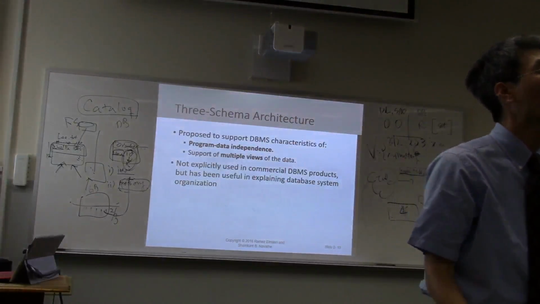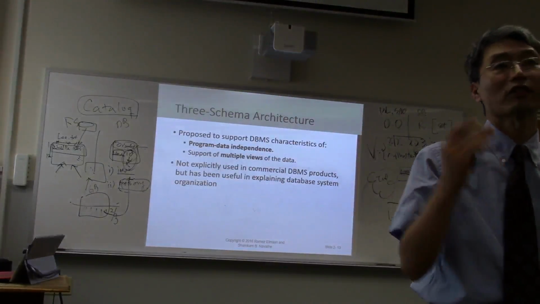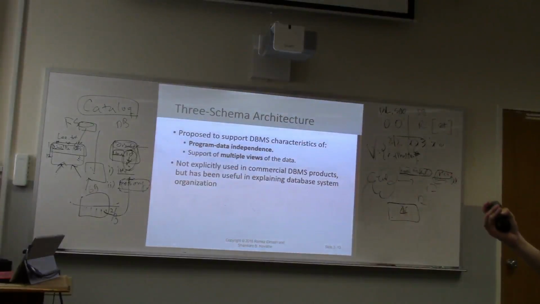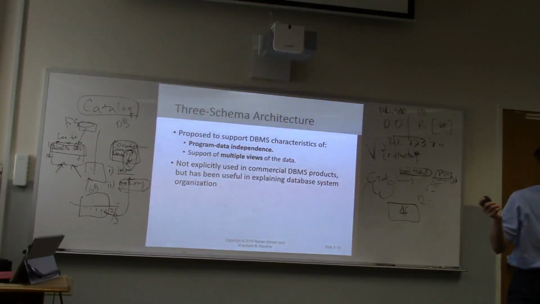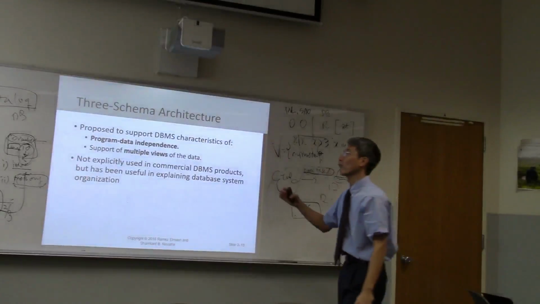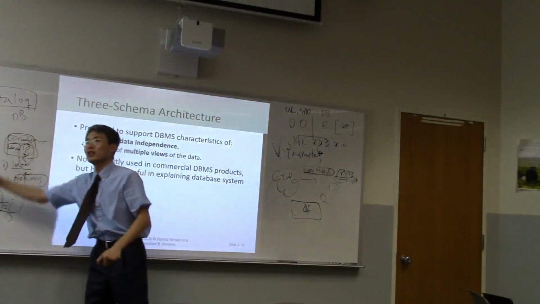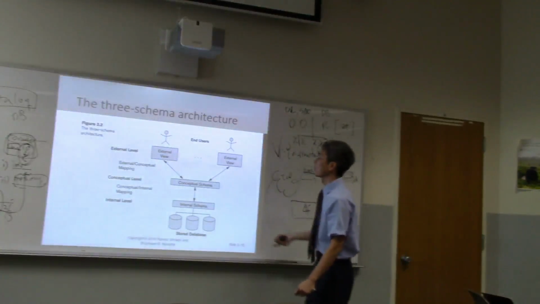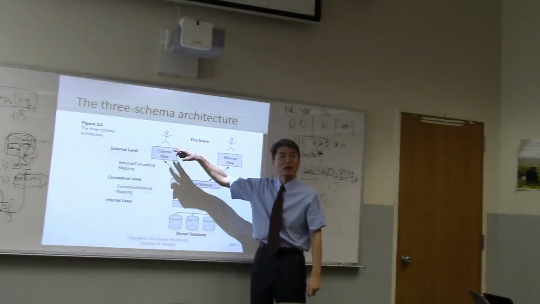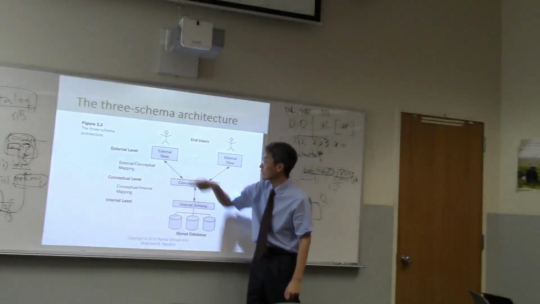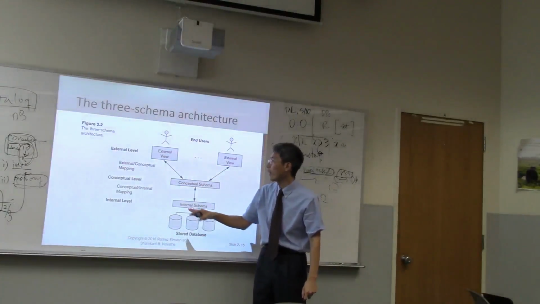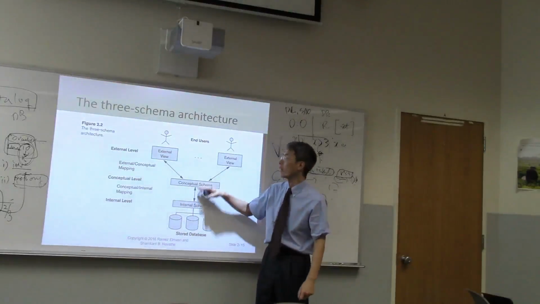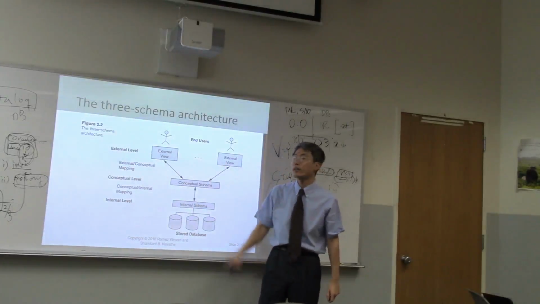Then, is there any standard to represent such characteristics? The ANSI standard. ANSI is the American standard. They defined the three schema architecture that satisfies all the previous characteristics of the database. It consists of the database model, including the external view, conceptual view, and internal view. Three levels of the view, three schemas.